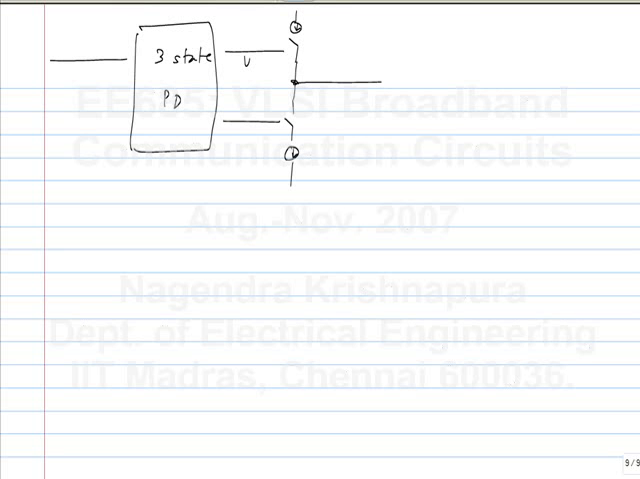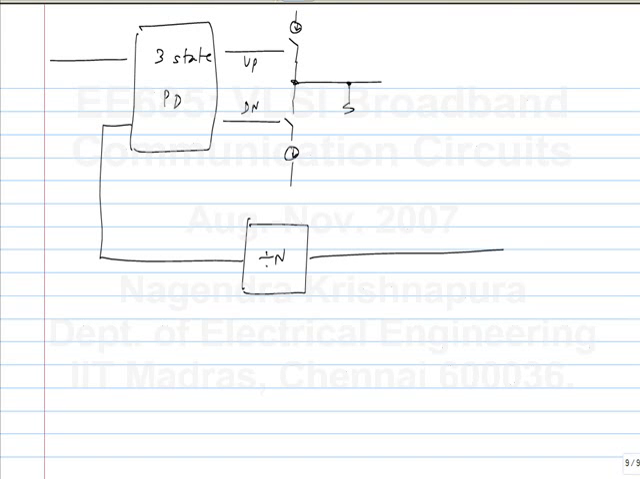Okay. This is up, down. This comes from the divider, and let's say we have this standard loop filter.